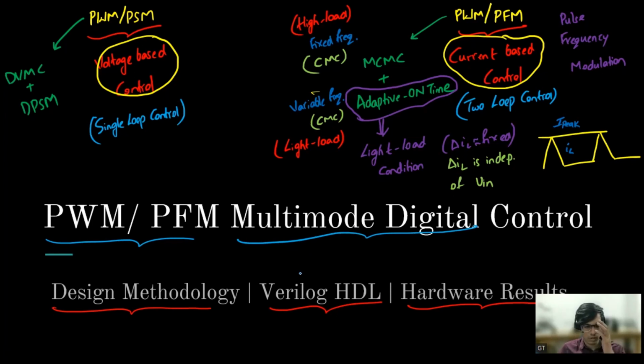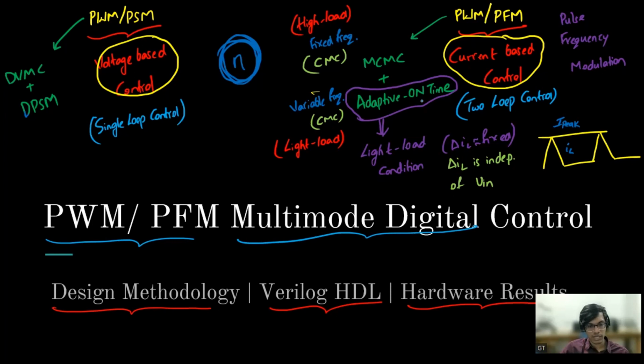So here we have selected one DPSM, but it does not have to be DPSM. It can be any voltage mode control which has better efficiency than PWM operation at light load condition. Similarly, adaptive on-time control is not the only control that can be selected at light load operation. Any current mode control, constant on-time, constant off-time, which has better light load efficiency, because the main aim is to have better efficiency, can be selected.